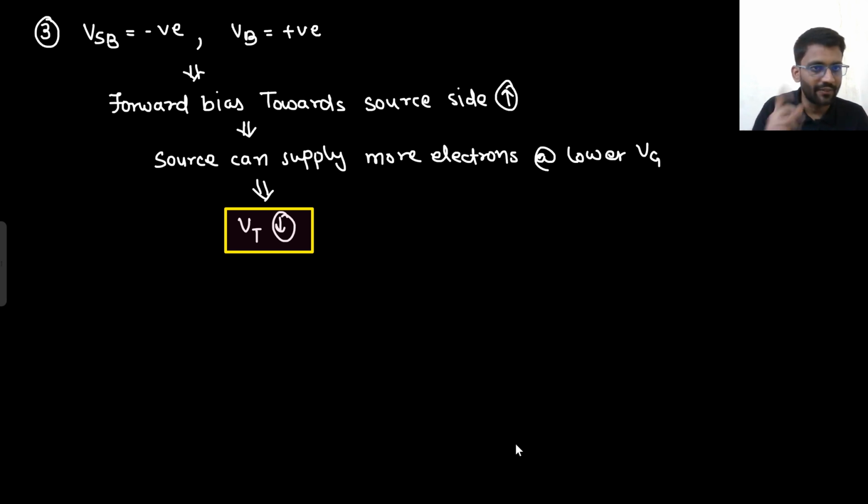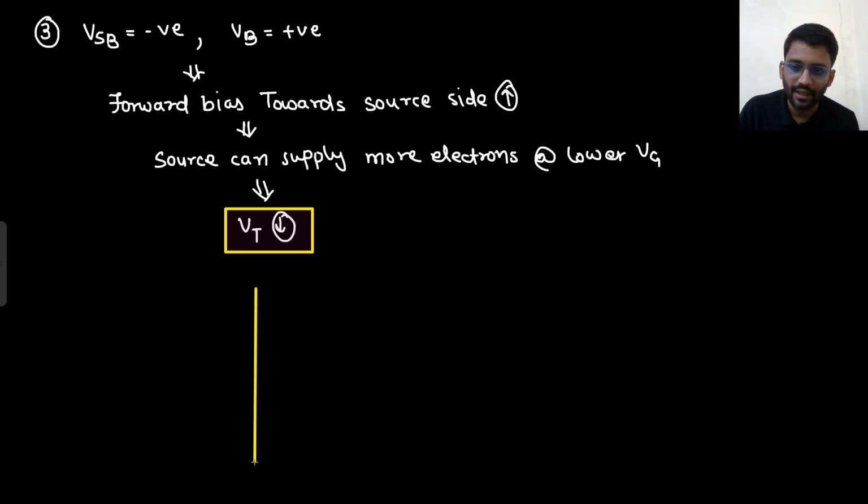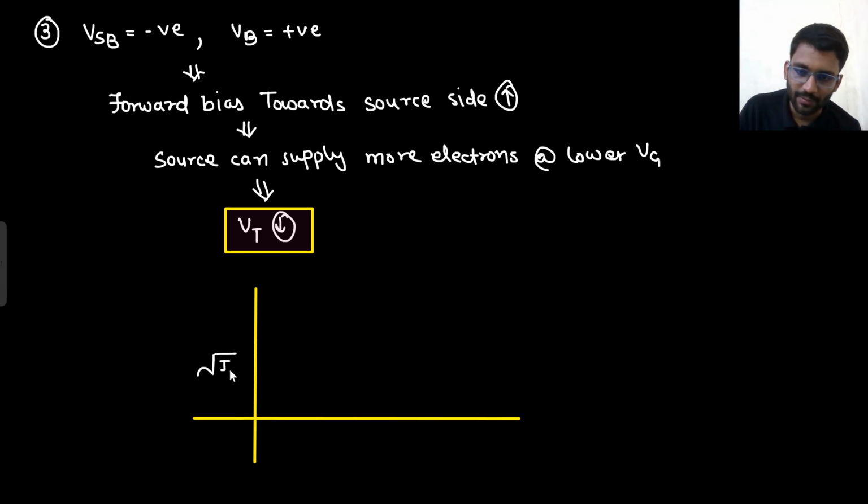You wanted to use it as an amplifier, or also you can use it as a switch, but was the target to have lower VT? No. If your VT is in the middle, it's fine. Let's draw a graph first. Root ID versus VGS, so that will help me to explain my point. There is this VT1, VT2 and VT3. Let's call this one VT1, this one VT naught, and this one VT2.